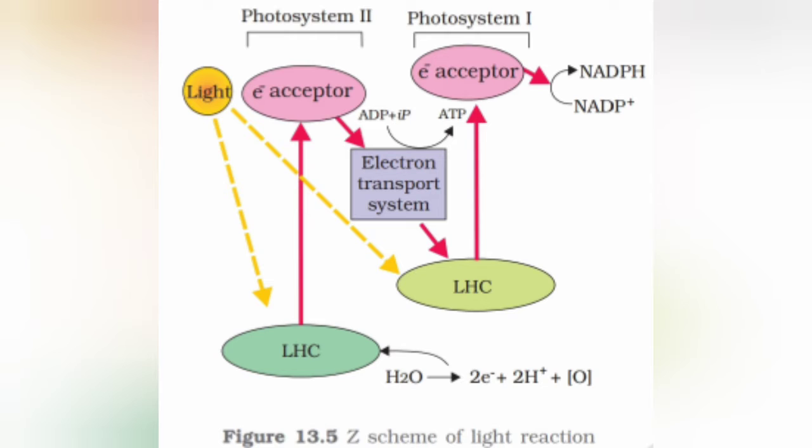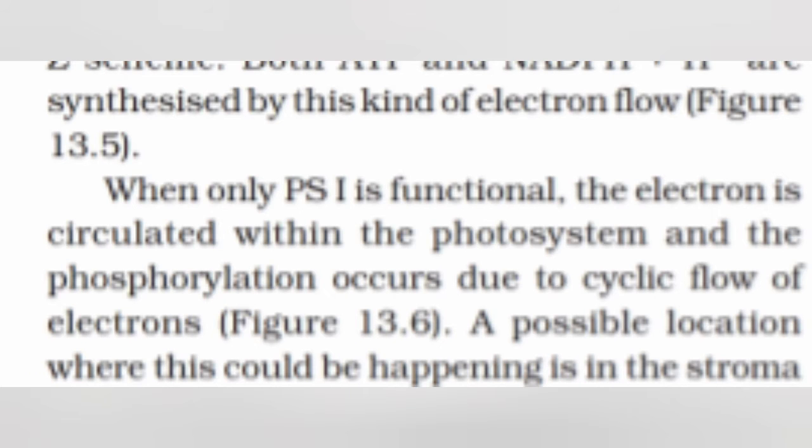When light excites the electrons from PS1 and PS2, first from PS2 the electrons will be released and will be transferred to the electron transport system, then to PS1 and then finally to another electron acceptor which reduces NADP into NADPH. Both electron acceptors of photosystem 1 and photosystem 2 are entirely different, but finally the electrons released from photosystem 2 go to photosystem 1 and finally reduce the NADP into NADPH.